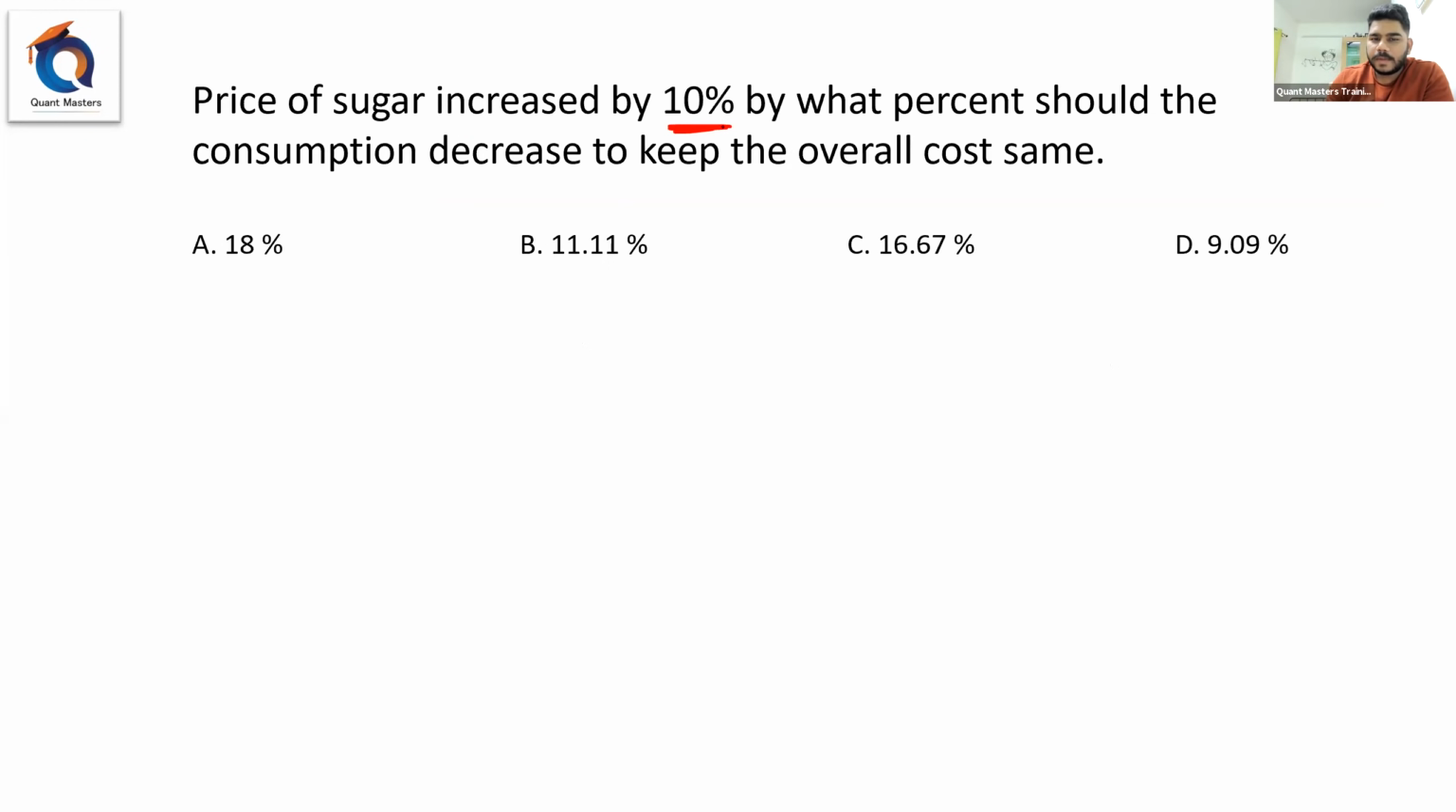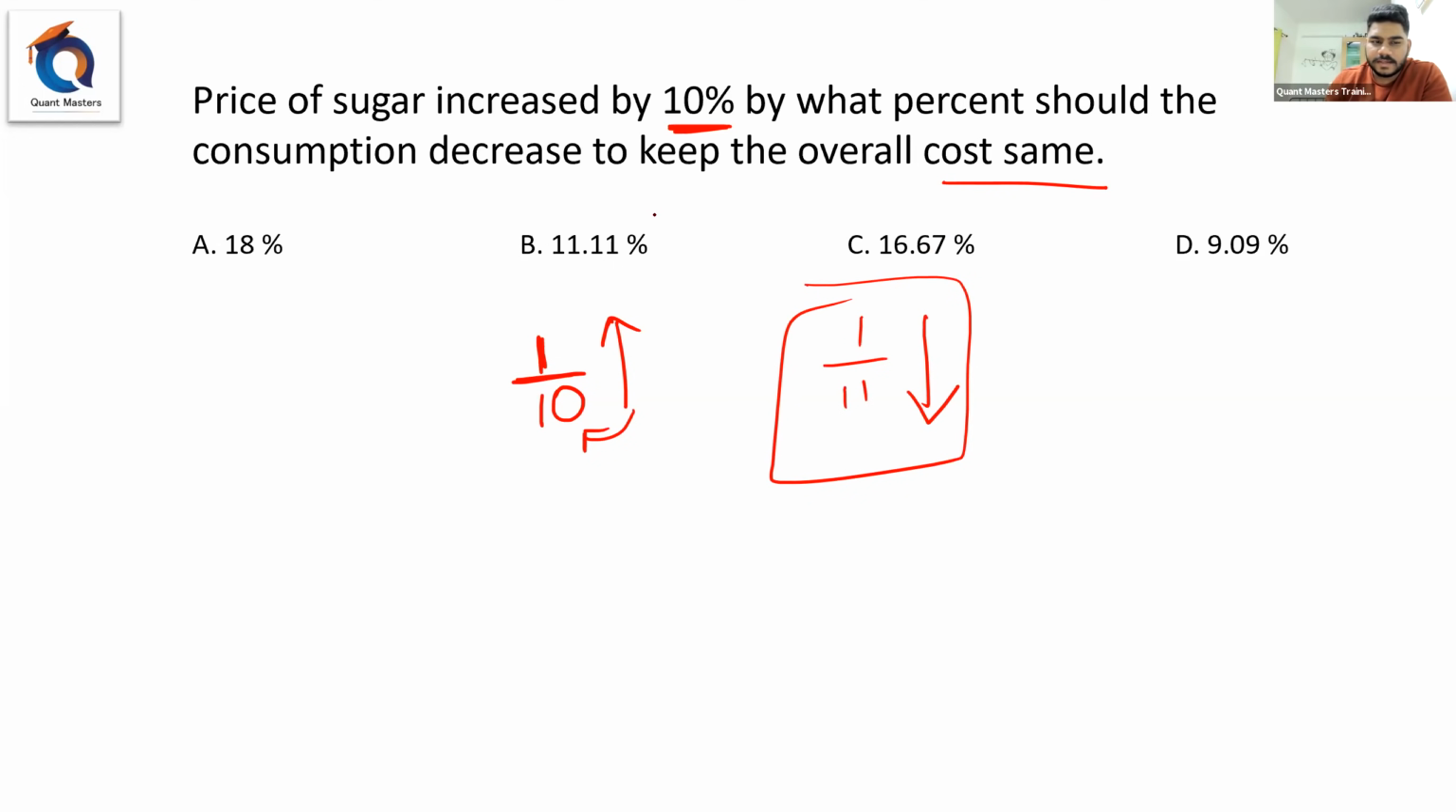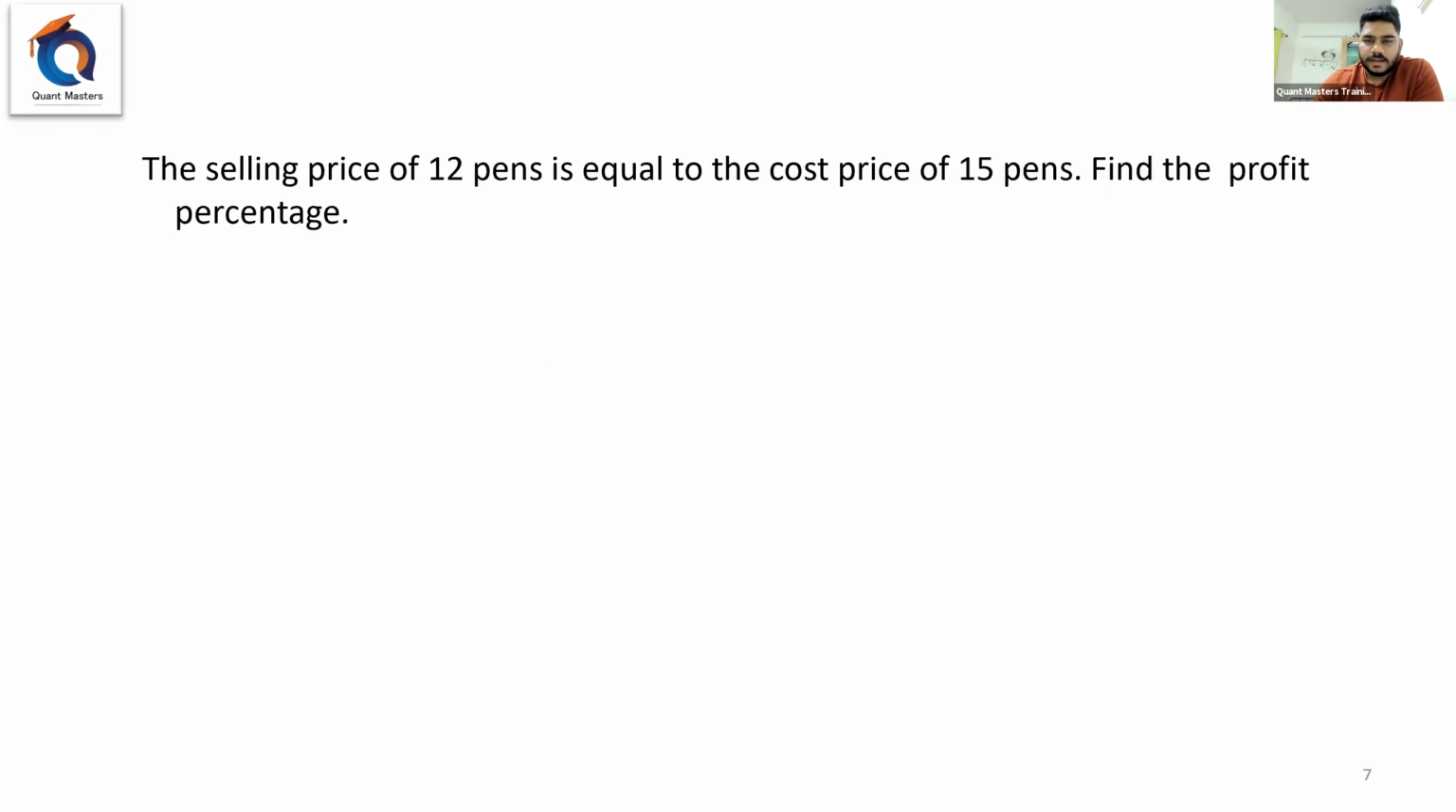Price of sugar increased by 10%. Sir, 10% is nothing but 10 by 100. 10 by 100 is 1 by 10. It is increasing. So I need to maintain the cost. So if the cost should be the same, if the price is increasing, can I say quantity should decrease? So 1 by 10 increase means answer will be 1 by 11 decrease. Sir, 100 by 11 is nothing but 9.09%. That's all. So when others read the question, try to solve. No, by that time you'll even tell the answer. Now this is a very important sum. Many people get confused. I will give you 30 seconds.